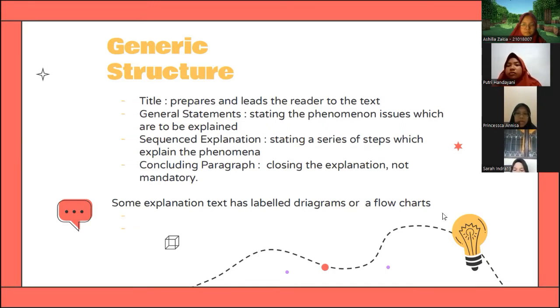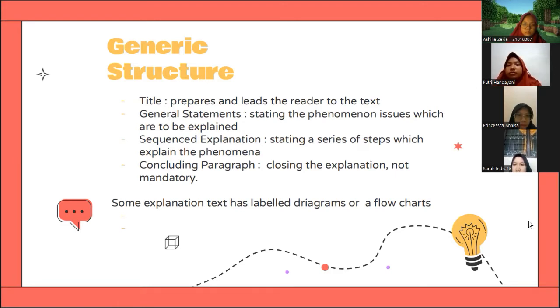Number two is general statement. General statement introducing or identifying the phenomenon. General statement stating the phenomenon issues which are to be explained. Number three, sequence explanation. Sequence explanation stating a series of steps which explain the phenomena. It's like first this happened and then this followed by the next event.